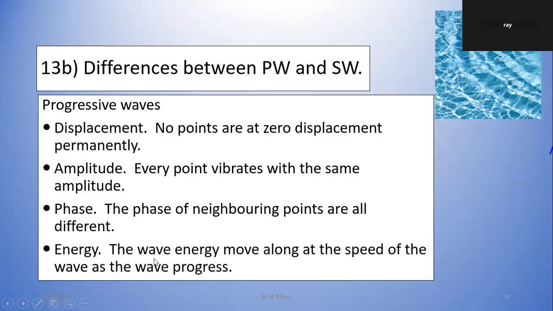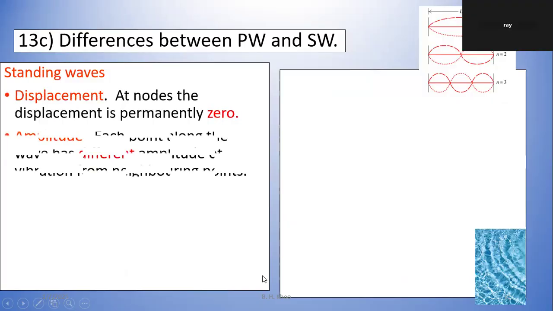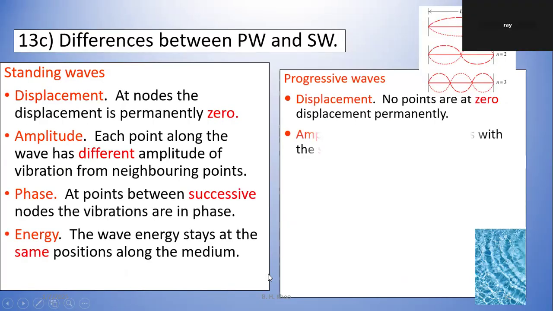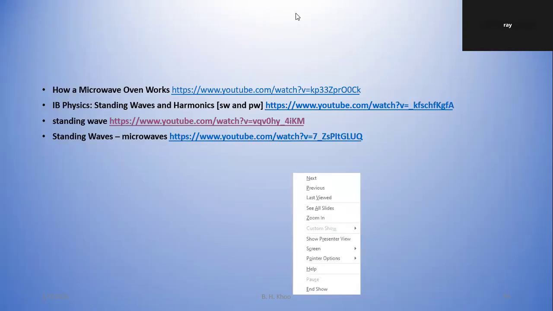In terms of energy, the wave energy moves along at the speed of the wave as the wave progresses. Okay? The speed the wave moves along. So you can summarize these in your notes. Right? Memorize a few of them, about 2 or 3 of them. If you memorize all of them, good, better still. Okay, before we do some questions, let us listen to a video.